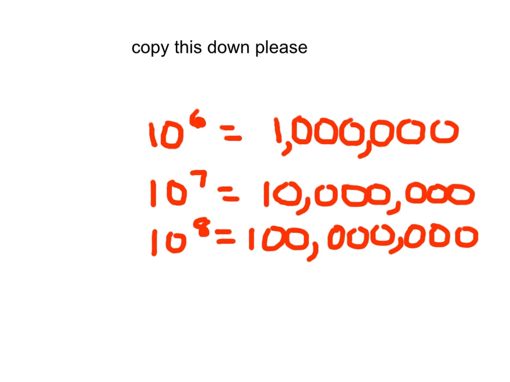So that's 10 to the 6th. 1, 2, 3, 4, 5, and 6 zeros. That's 10 to the 6th. 10 to the 7th. 1, 2, 3, 4, 5, 6, 7. That's that 1 followed by 7 zeros. And 10 to the 8th is that 1 followed by 8 zeros. Press pause if you need more time to write this down.